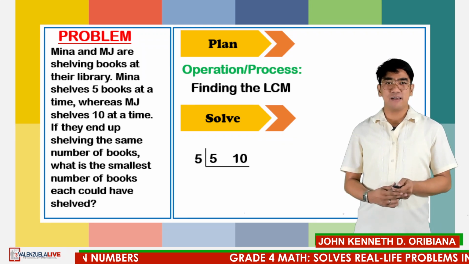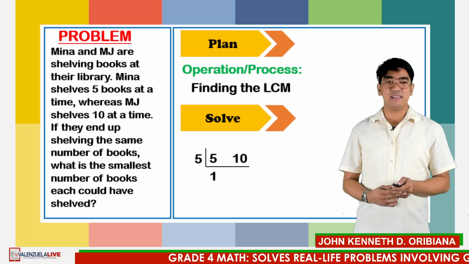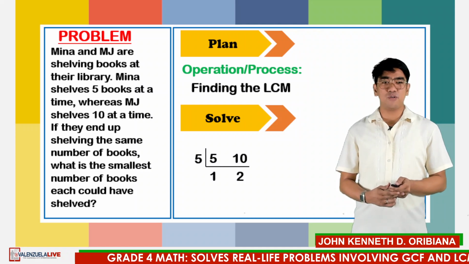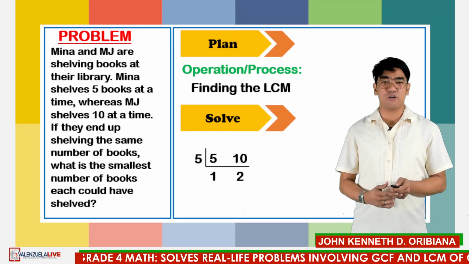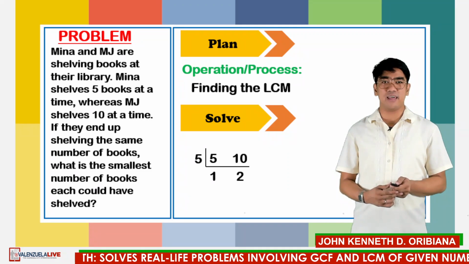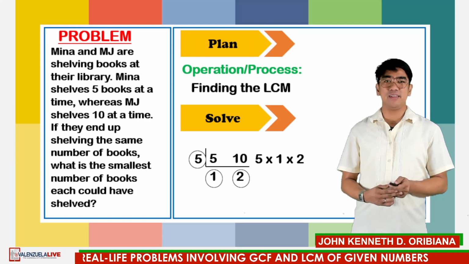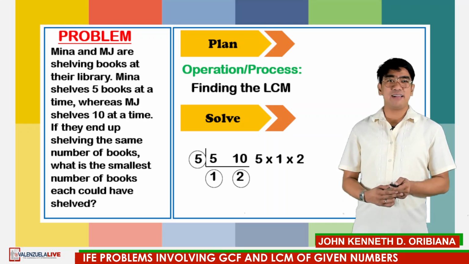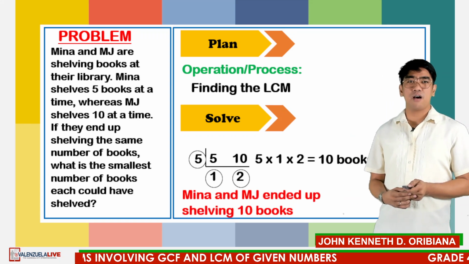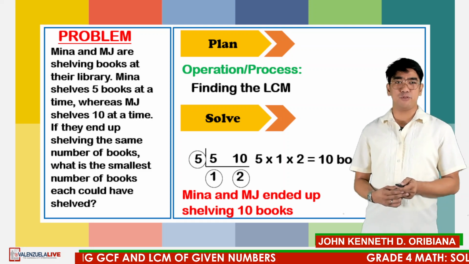Then divide. 5 divided by 5, the answer is 1. Then 10 divided by 5, the answer is 2. Since 1 and 2 have no common prime factors, we can now multiply all the common prime factors and the remaining dividend, like this. 5 times 1 times 2, the answer is 10. 10 books, or we can say Mina and MJ ended up shelving 10 books.